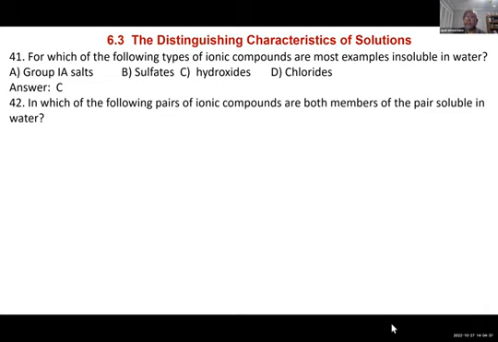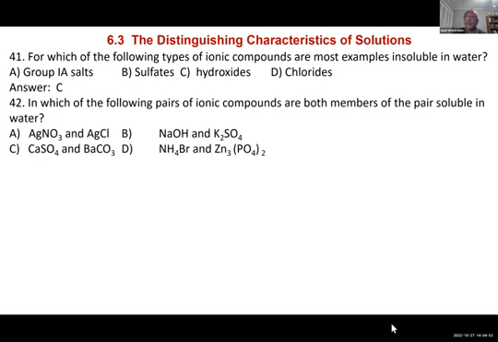Which of the ionic pairs are both soluble in water? We remember silver nitrate is soluble, sodium hydroxide is soluble, potassium sulfate is soluble. Both pairs are soluble in water, so the answer is B. Ionic compounds with sodium cation and potassium, group 1A, are soluble. So the answer is B.